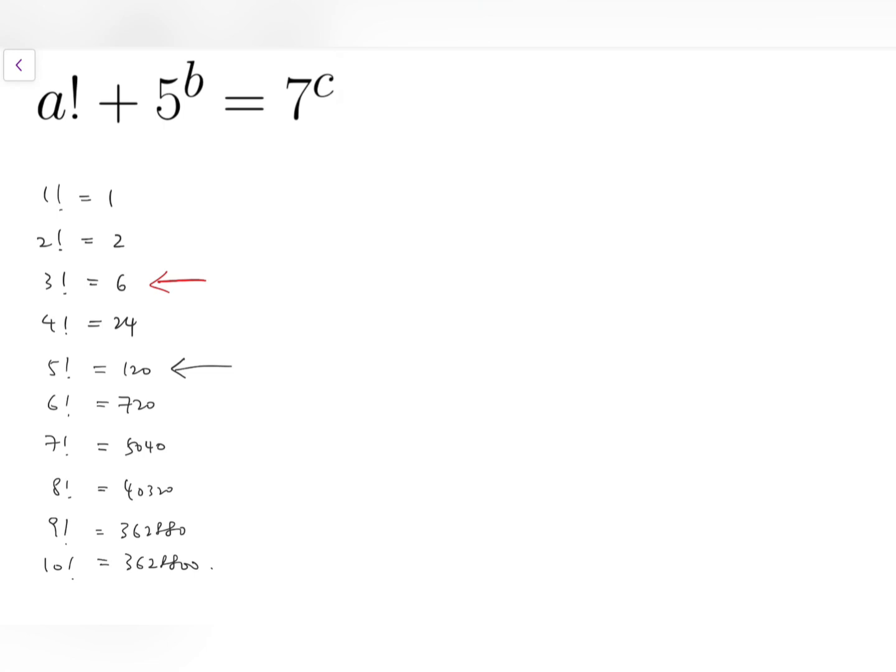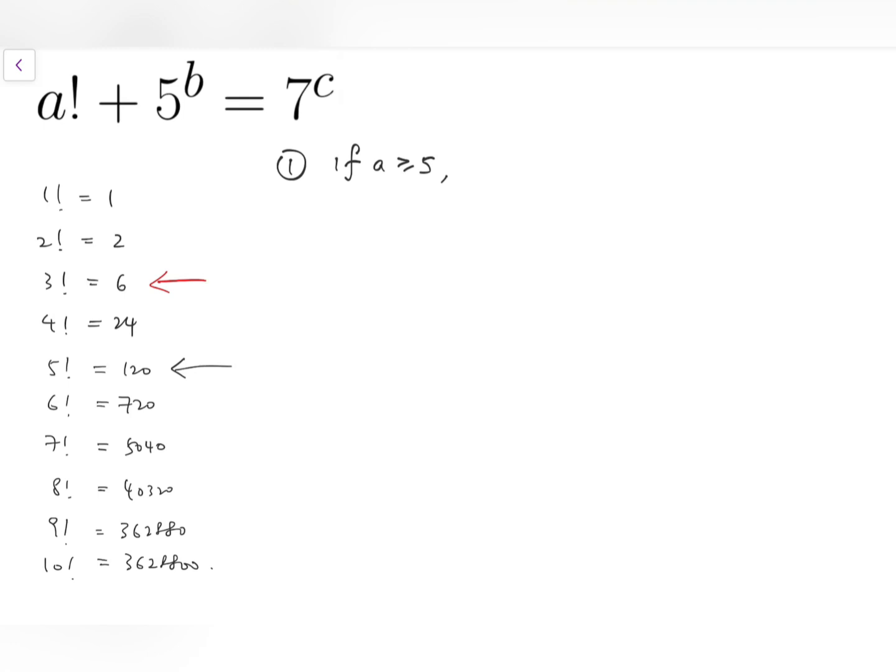Now let's say a is at least 5. That's the first case. If a is at least 5, then all the factorials end with 0, right?